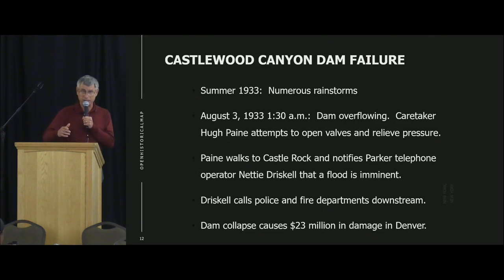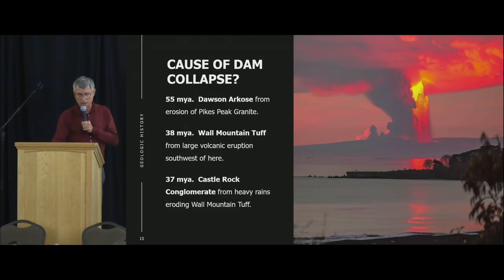Driscoll called ahead to Denver, and they were able to evacuate lower downtown Denver in the Cherry Creek area at that time. So that saved a lot of lives. However, it did cause quite a bit of damage in the city of Denver. So that's kind of the story of the dam collapse as far as history goes.